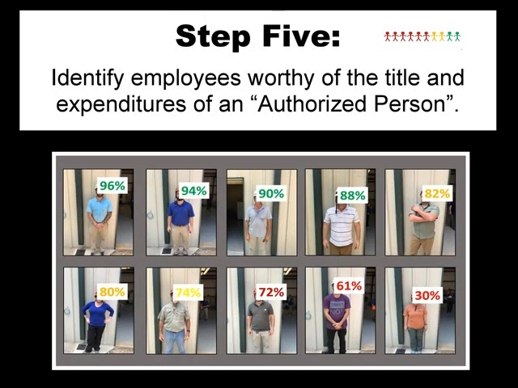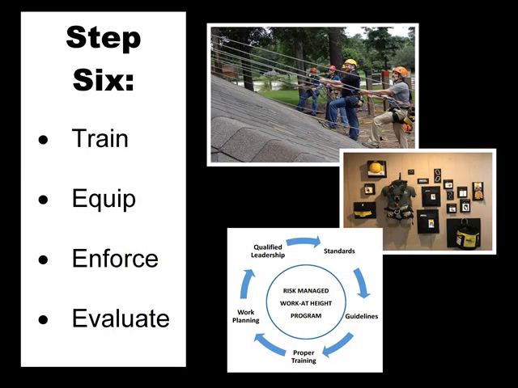Step 5 is straight up assessment of your available workers to determine who is most worthy of the title and expenditures of an authorized person. Some of this will undoubtedly need to take place during the actual training process, where raw abilities and limitations will become more clearly pronounced. Step 6 is the ongoing process of training your workers, providing for their equipment needs, enforcing their compliance to the work plan, and evaluating individual skills as well as overall performance of your risk management strategy.